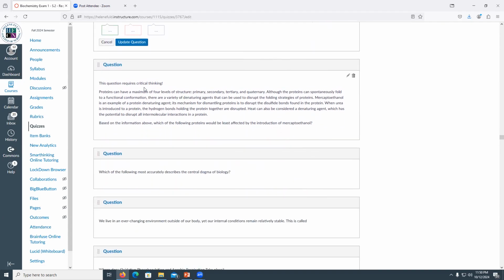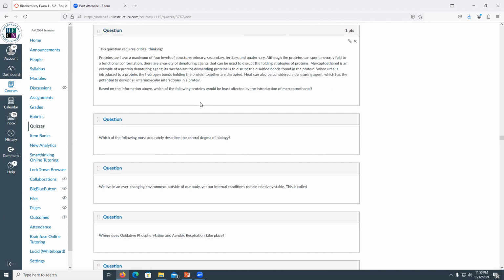So this question says it requires critical thinking. Proteins can have a maximum of 4 levels of structure: primary, secondary, tertiary, quaternary. Although proteins can spontaneously fold to a functional conformation, there are a variety of denaturing agents that can be used to disrupt the folding of proteins. Mercaptoethanol is an example of a protein denaturing agent. We said that's the one that breaks disulfide bridges. Its mechanism for dismantling proteins is to disrupt the disulfide bonds found in the proteins.